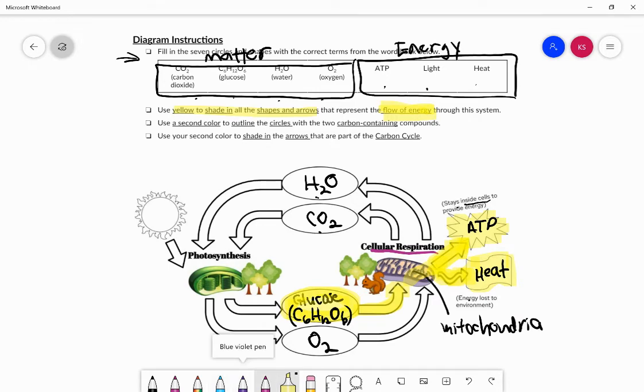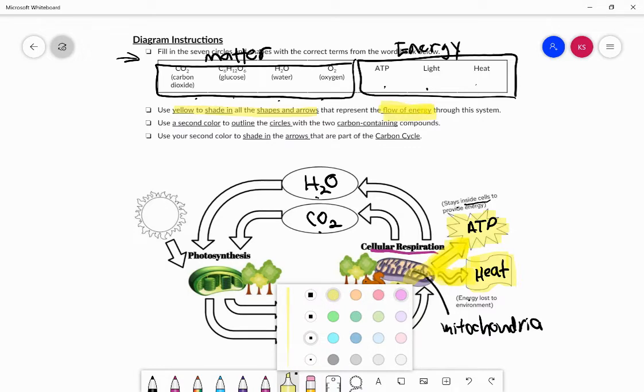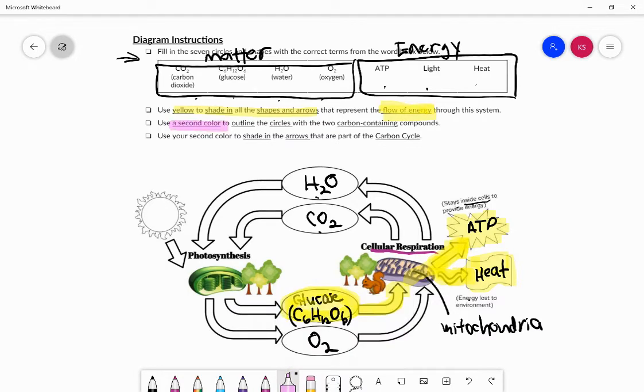It now says to use a second color, and I'm going to use sort of like a magenta color. Use a second color to outline the 2 circles with the 2 carbon-containing compounds. And then we're going to use that same color to shade in the arrows that are part of the carbon cycle. So this task is to help us just remember that these 2 processes, photosynthesis and respiration, are part of the carbon cycle. We've seen them already when we talked about ecology, and to just emphasize that.